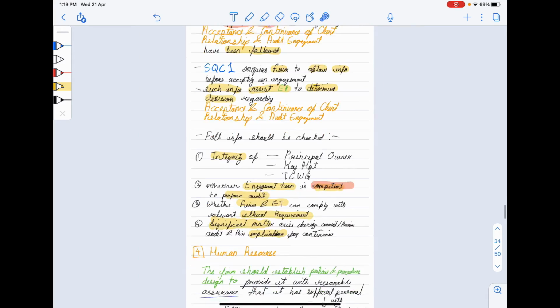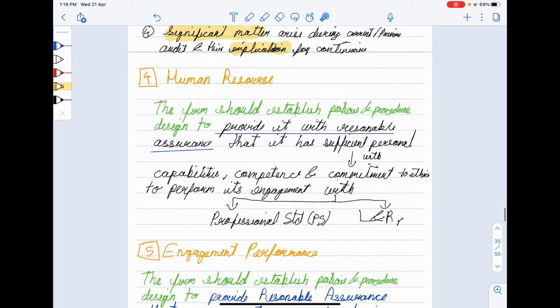Okay, easy answer. Let's move ahead. Next is human resources. The firm should establish policies and procedures designed to provide it with reasonable assurance that it has sufficient personnel with capabilities, competence, commitment to ethics to perform its engagement with professional standards and laws and regulations.